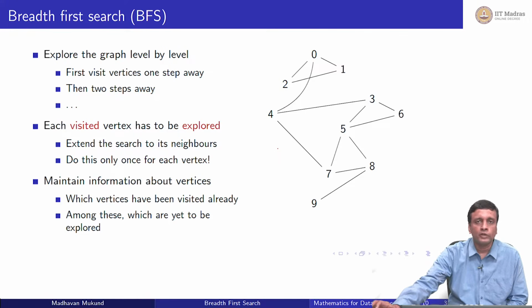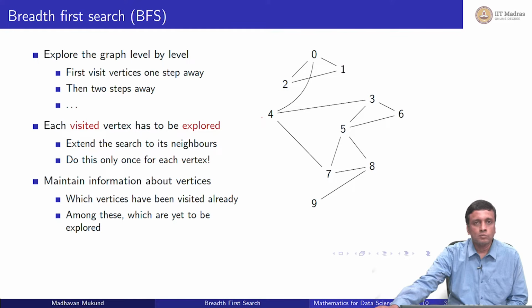So we need to do this visiting and exploring. Exploring means we go from there to one more level of neighbors. We need to do this visiting and exploring exactly once per vertex. So we need to maintain some information about which vertices have been marked as visited, that is, which vertices have been marked as neighbors of something we have already seen.